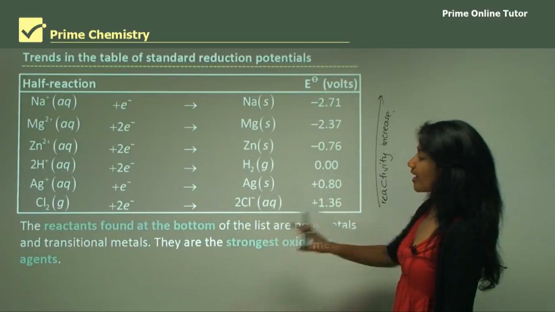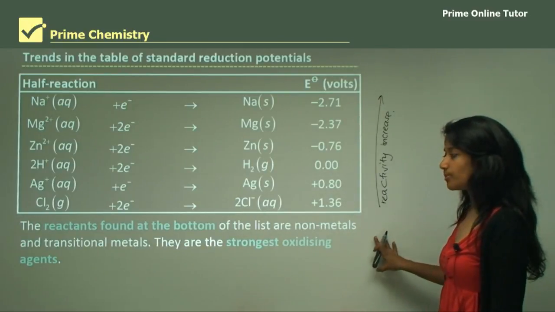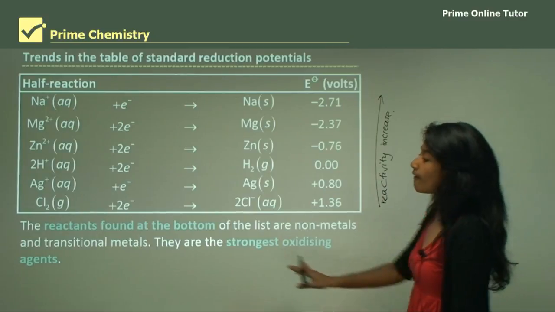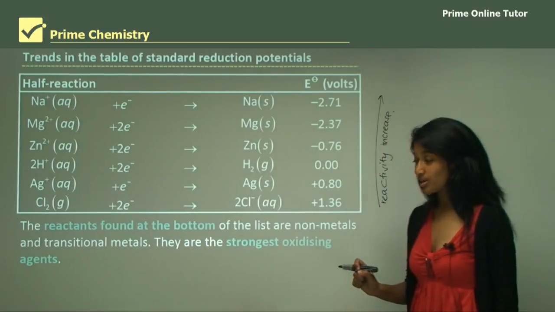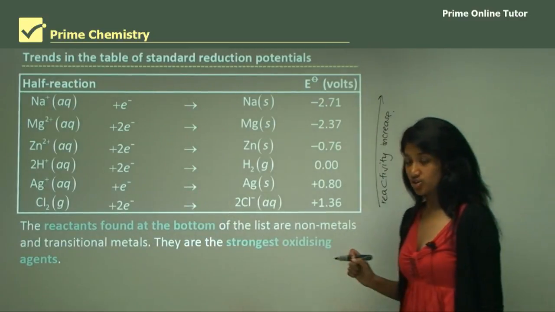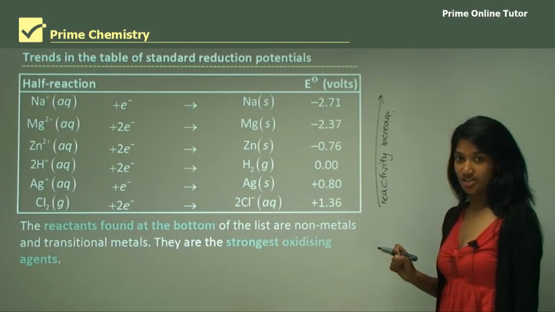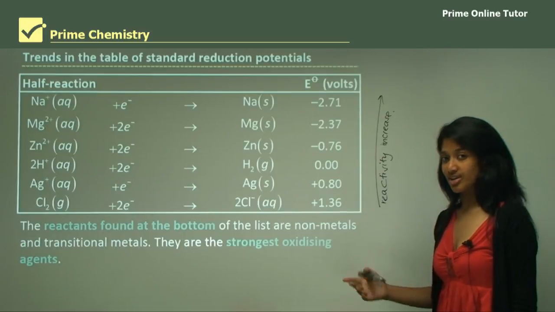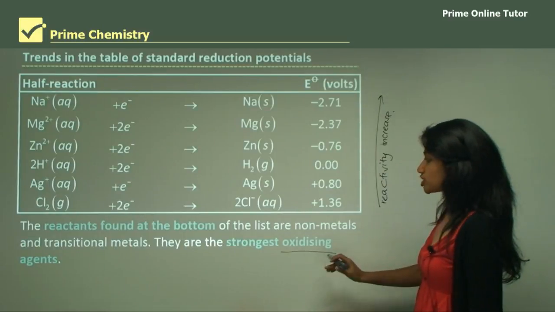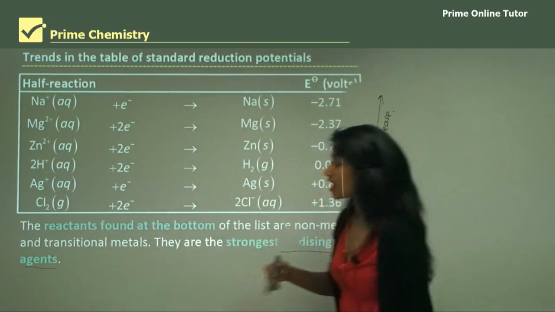The reactants found at the bottom of the list are nonmetals and transitional metals. For example, chlorine is a nonmetal and silver is a transitional metal. They are strong oxidizing agents, which means that they undergo reduction. So oxidizing agent means that they undergo reduction.